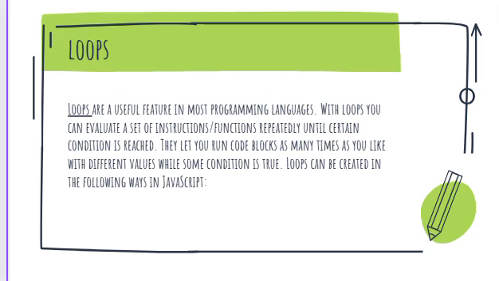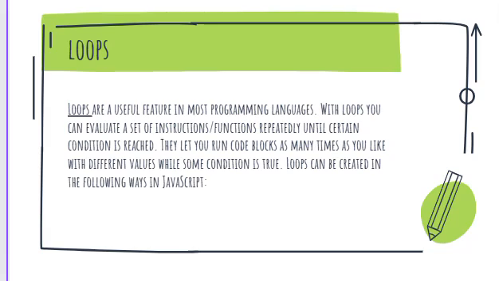Now let's discuss loops in JavaScript. In JavaScript, loops are used to repeatedly execute a block of code as long as the specified condition is true. There are several types of loops in JavaScript, each suited for different scenarios. Common types of loops are: for loop, while loop, do while loop, for of loop, for in loop.